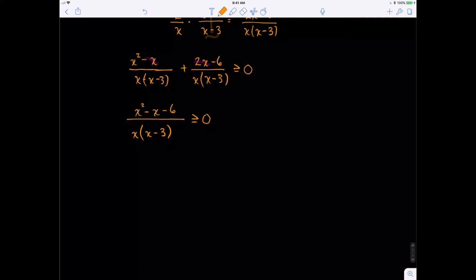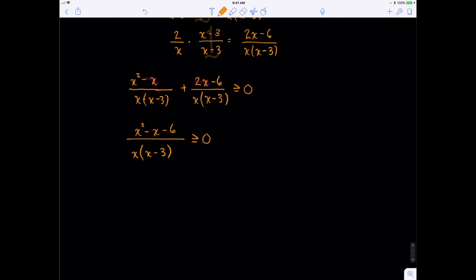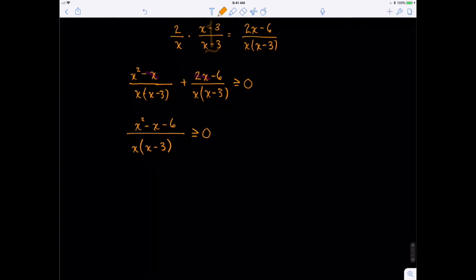Oh, I'm sorry, it's not minus x, it's a plus x. Good gracious. Okay, then let's see. Now, at this point, you'd want to play the game and factor the numerator. So I'm going to just make that note, and you're good at that by now. So factor the numerator.